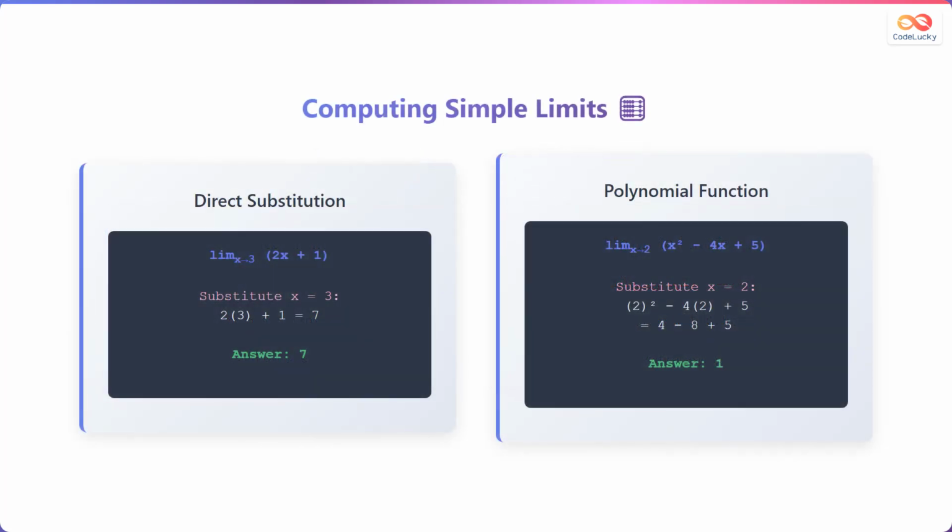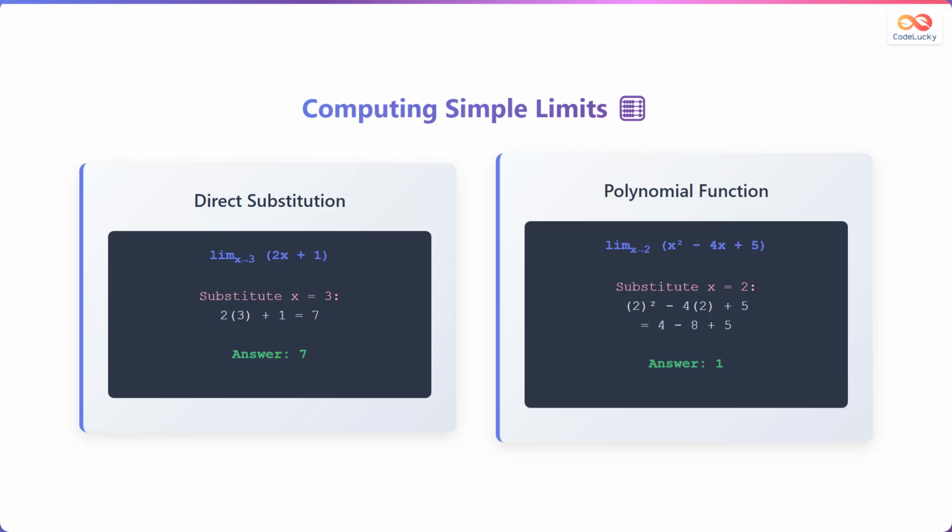Let's compute some simple limits. One of the easiest ways to compute a limit is by direct substitution. Here is an example. To find the limit of 2x plus 1 as x approaches 3, substitute x equals 3. This gives us 2 times 3 plus 1, which equals 7.